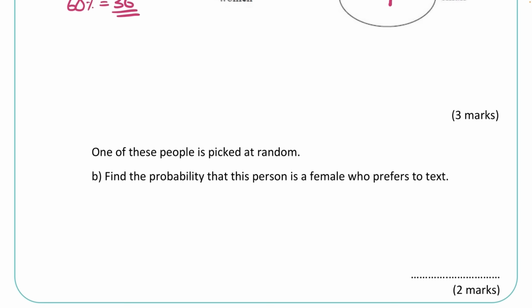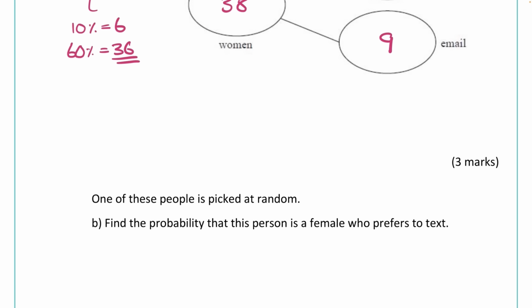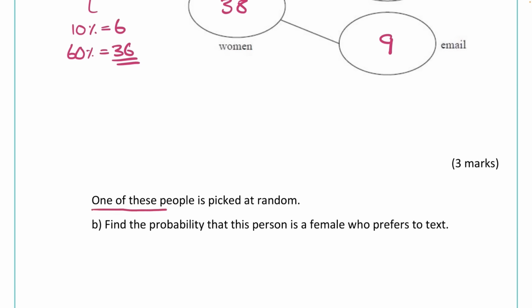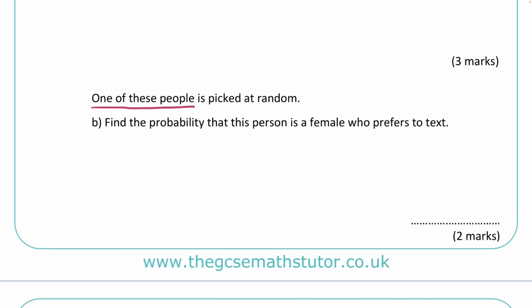It says here, one of these people is picked at random. Find the probability that this person is a female who prefers to text. Again, it says one of these people is picked. It doesn't specify it's from the men or the women. So it's out of 60. So straight away, before we even have a look at the number, we know it's out of 60 people.